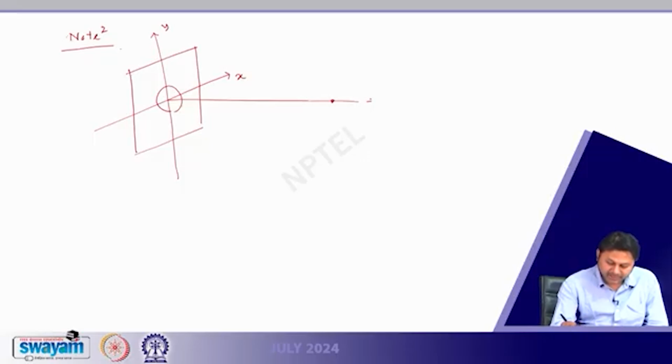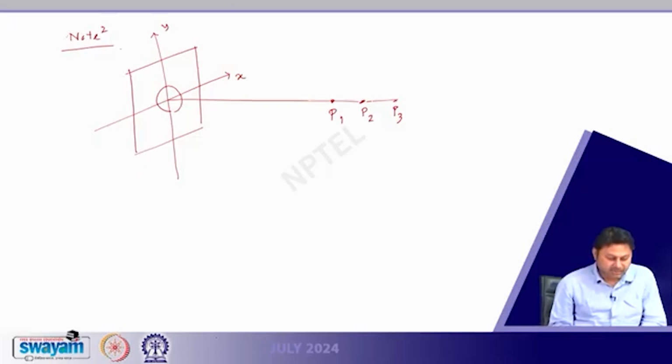Over here I have several points, say P1, P2. I am moving towards or away from this, whatever the aperture we have. Suppose at a distance P on this axis, the aperture transmits only the first half period zone.